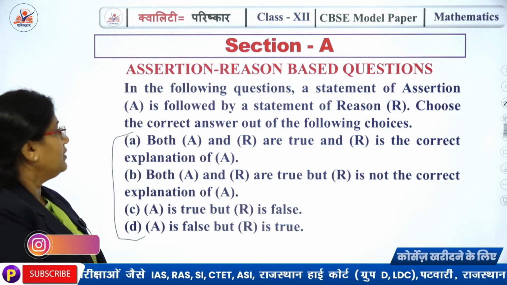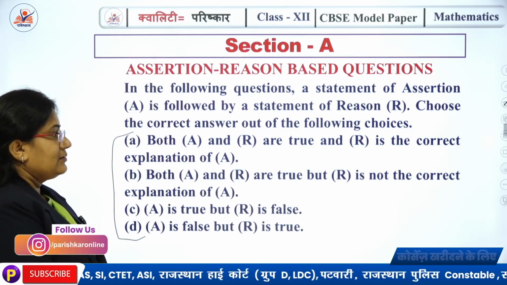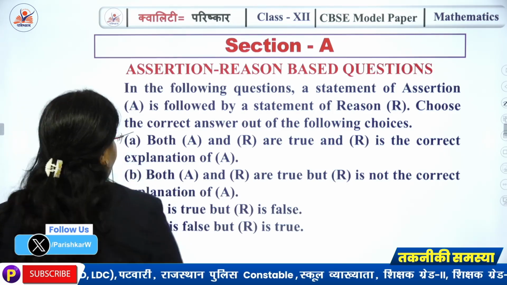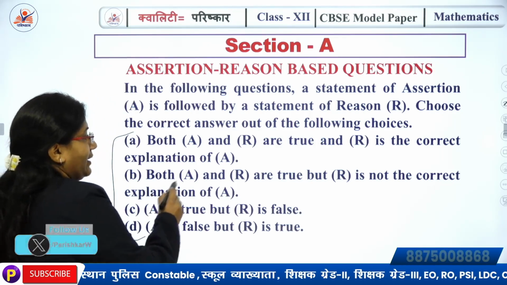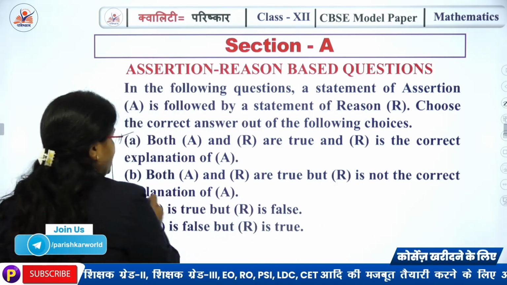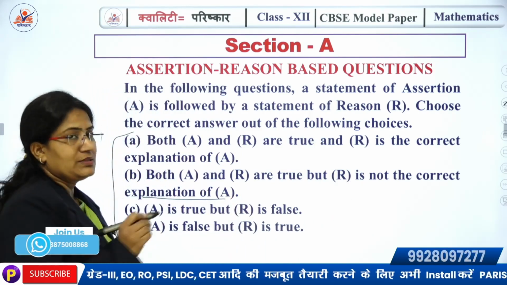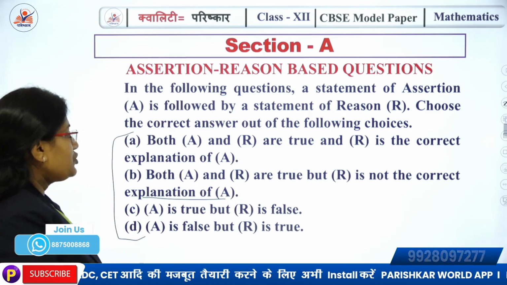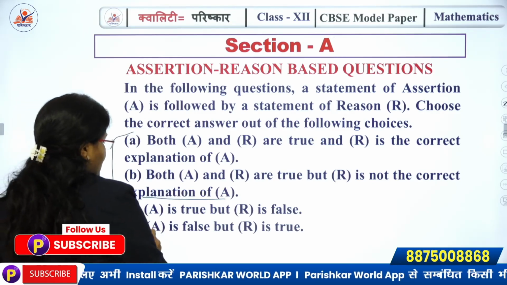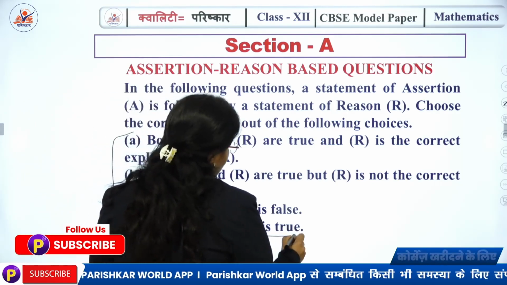Then the options are: A, both A and R are true and R is the correct explanation of A. B, both A and R are true, but R is not the correct explanation of A. Option C says that A is true, but R is false. Option D says that A is false, but R is true.